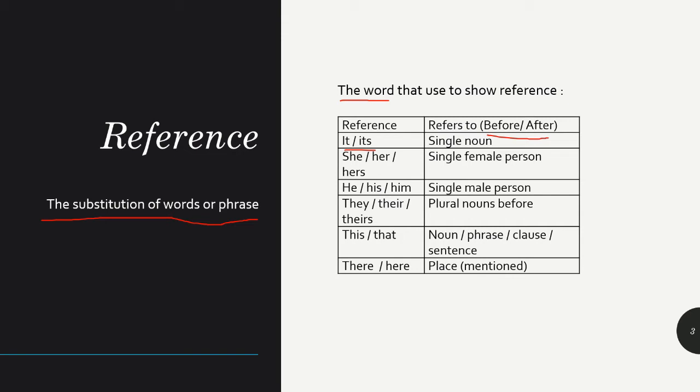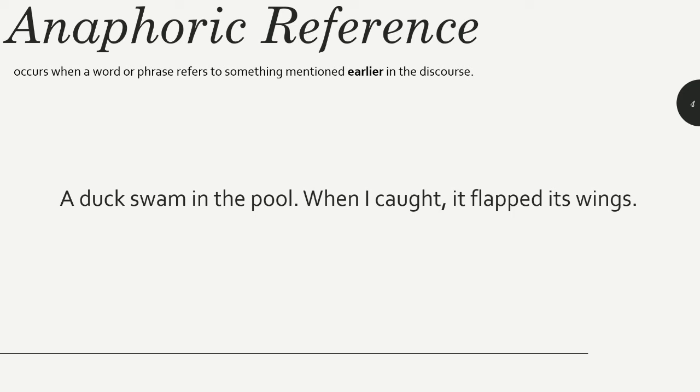Why are there some kinds of placement? Because after this, I will tell you there are three types of reference. The first is anaphoric reference. Anaphoric reference occurs when a word or phrase refers to something mentioned earlier in the discourse or sentence.